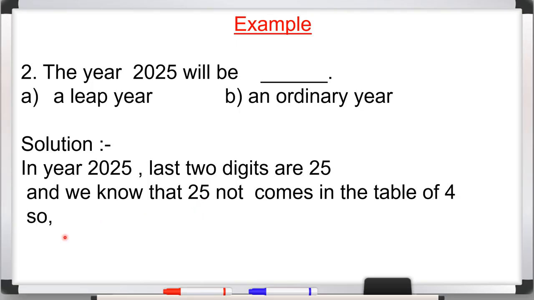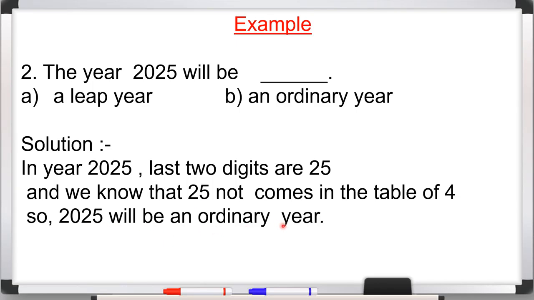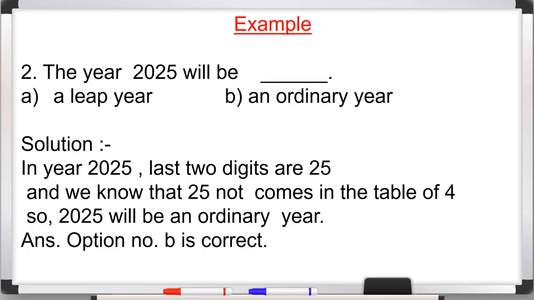So 2025 will be an ordinary year. तो हमारा 2025 जो year आएगा वो हमारा ordinary year होगा. Understood? So answer is option number B is correct. Okay.